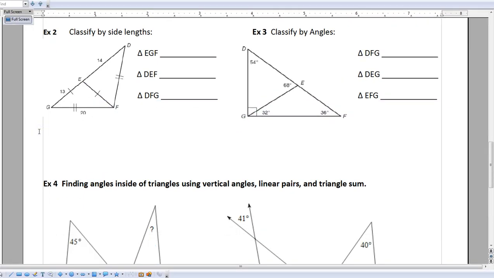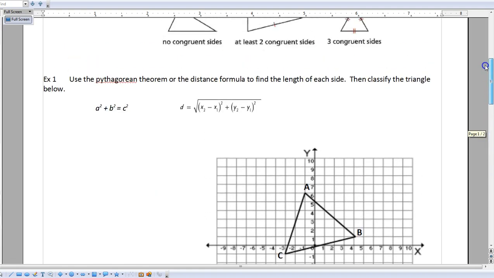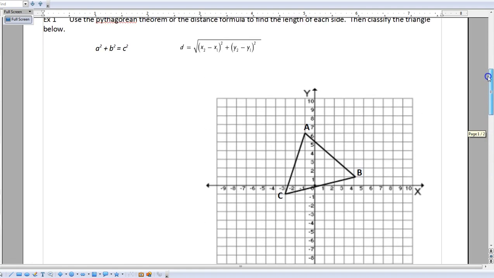Yeah, let's go up. There we go. That matches up with you guys.